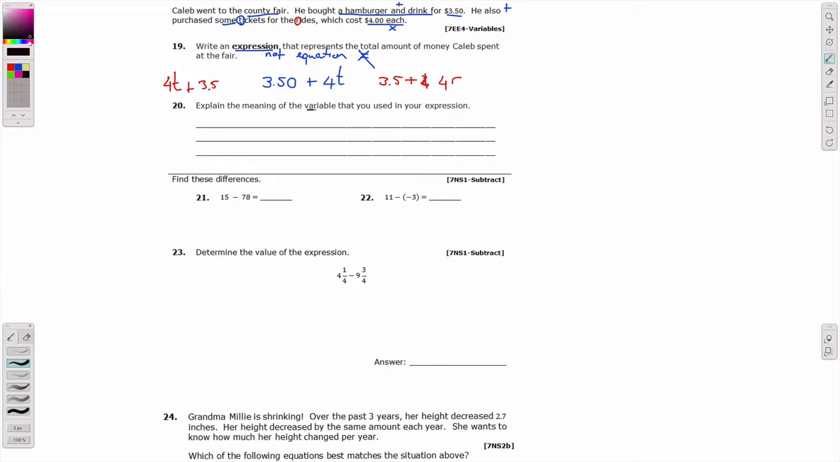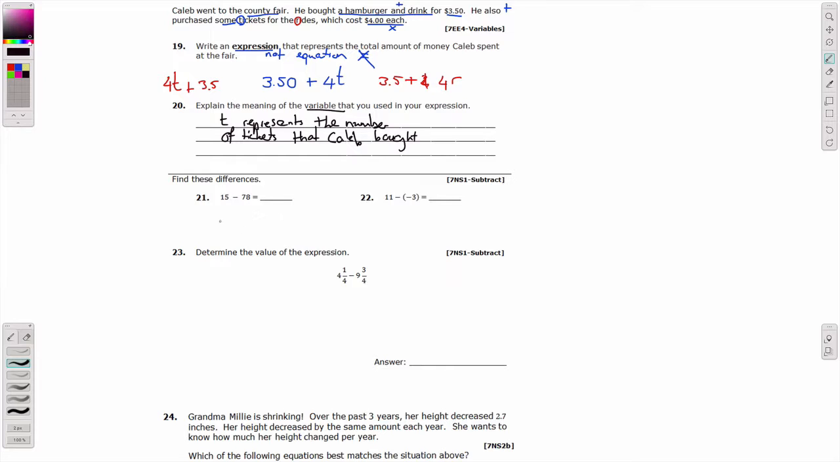Explain the meaning of the variable. Okay, I'm going to explain the meaning of the variable. Well, T represents the number of tickets that Caleb bought. Sorry again about my handwriting. It's very difficult to write on this device.